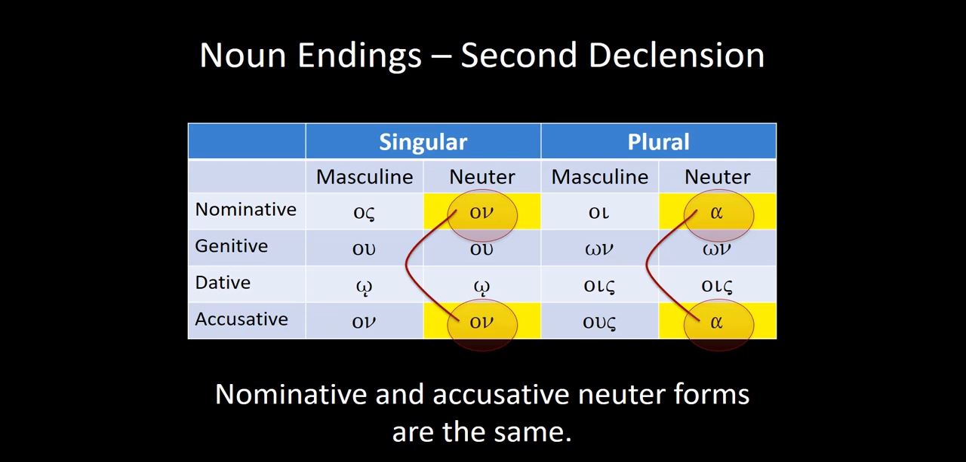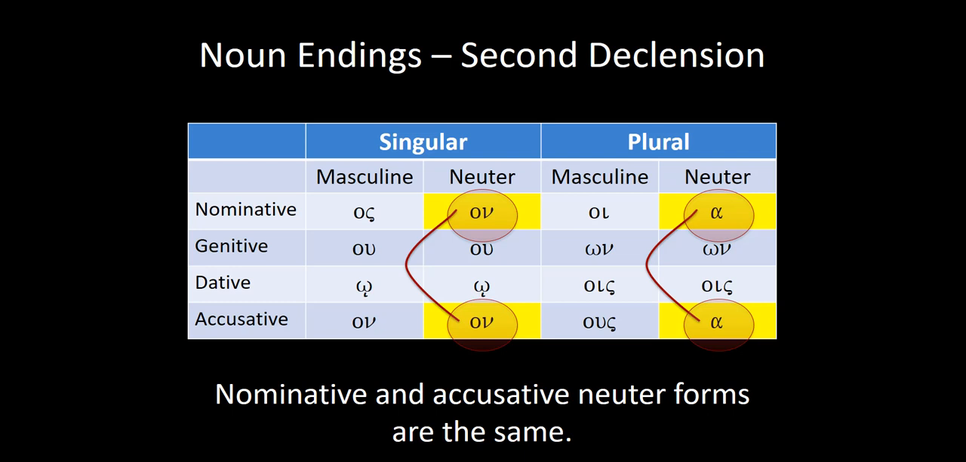Now, another thing to notice, the nominative neuter singular is the same as the accusative neuter singular. This is nice when you're filling out a chart, because if you can remember "on" as the nominative neuter singular form, then you can very easily go down to accusative neuter singular and put "on" right there. So you already know two forms if you know one. Same thing in the plural.